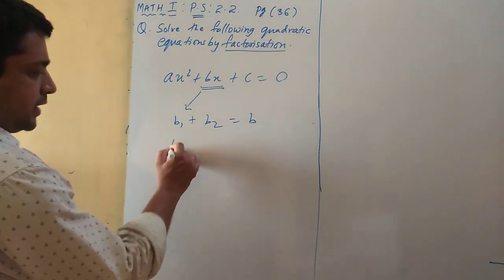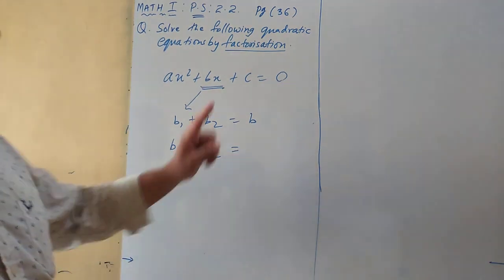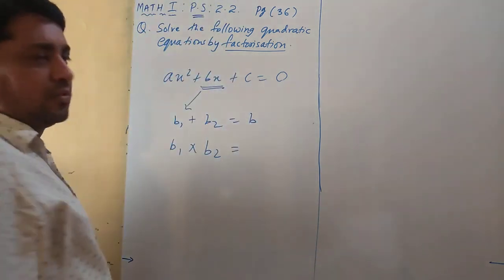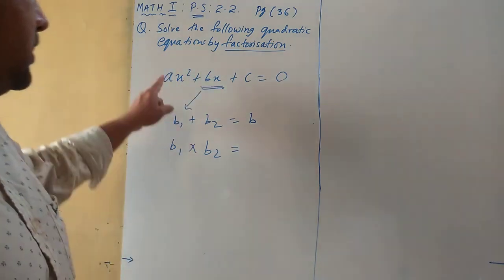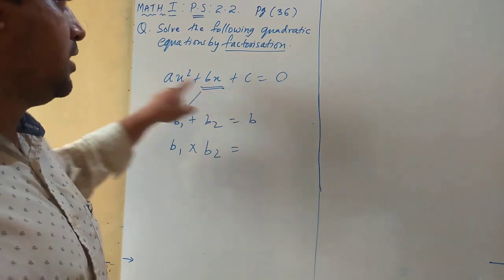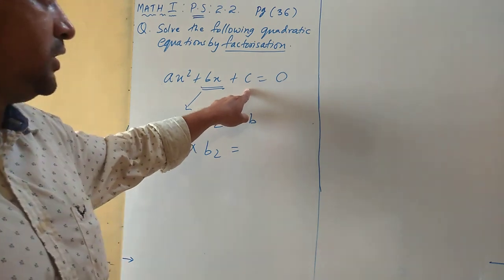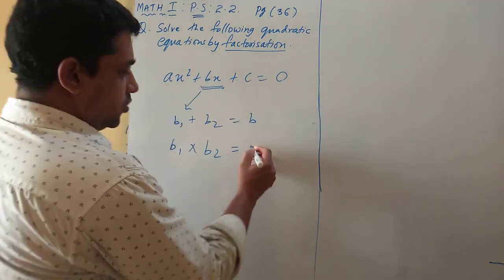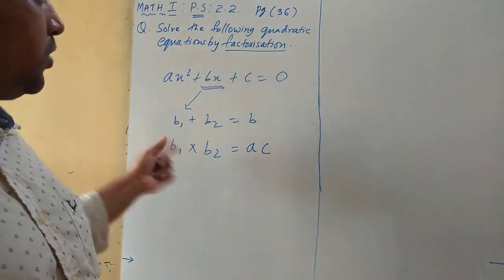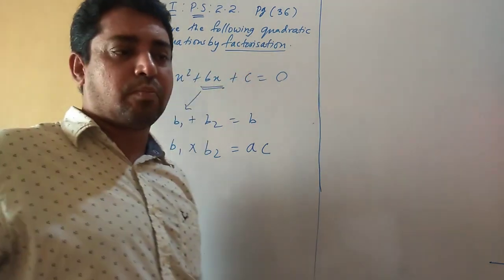But when I multiply these two numbers, b1 and b2, I should get the product of the first and third term of your given quadratic equation. Here, the coefficient of the first term is a and the coefficient of the third term, which is the constant term, is c. So a into c is ac. So once I multiply b1 and b2, the numbers I have split, I should get the product of the first and third. This is the most important step.